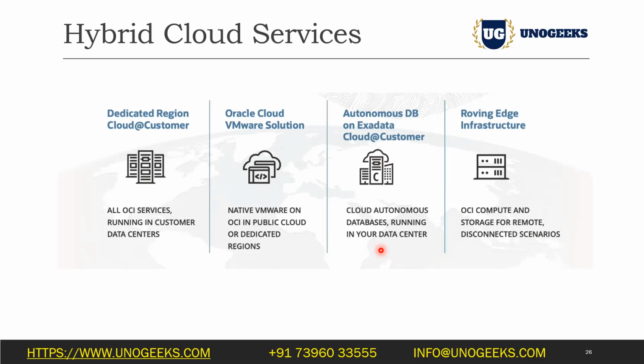Okay. And then finally, they have an offering called roving edge infrastructure, which is basically a dense, portable compute and storage, optimized server that is ruggedized to operate in remote environments. This is good for use cases where you want to process data and compute at the edge in a remote, disconnected fashion. So these are some of the hybrid cloud services which they have.